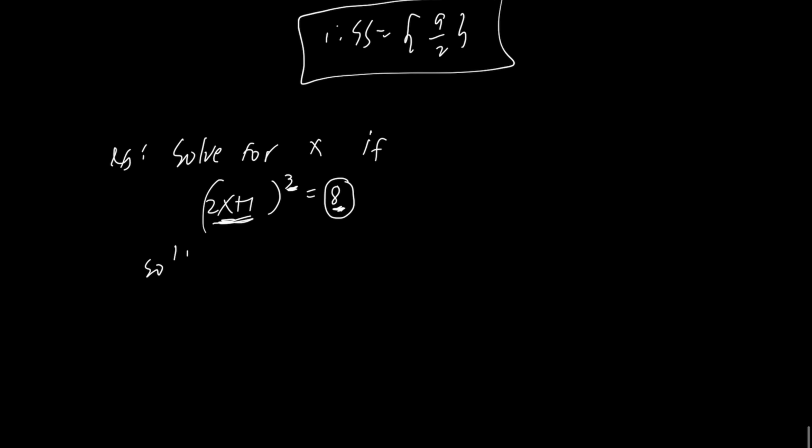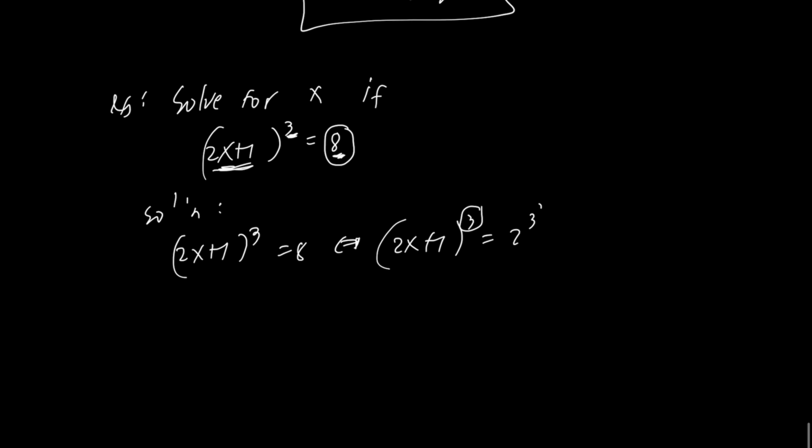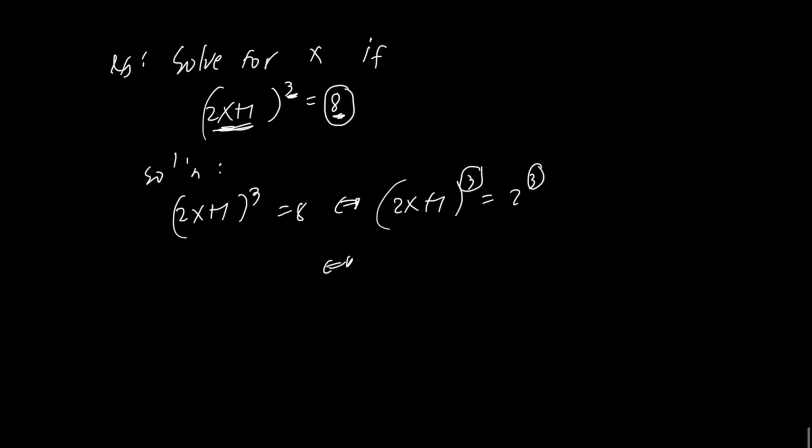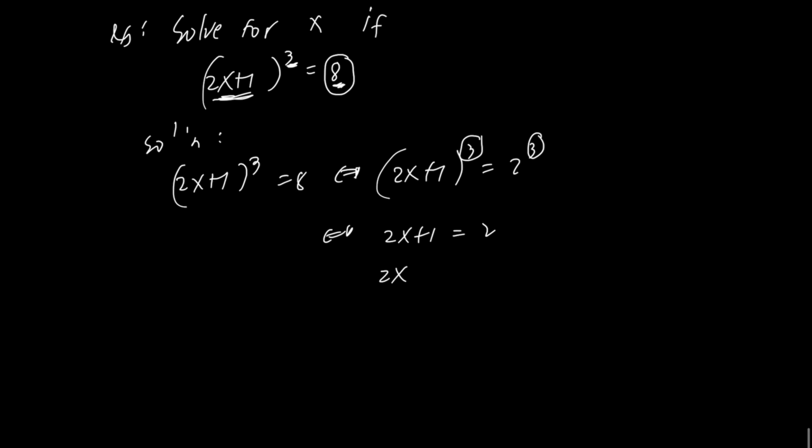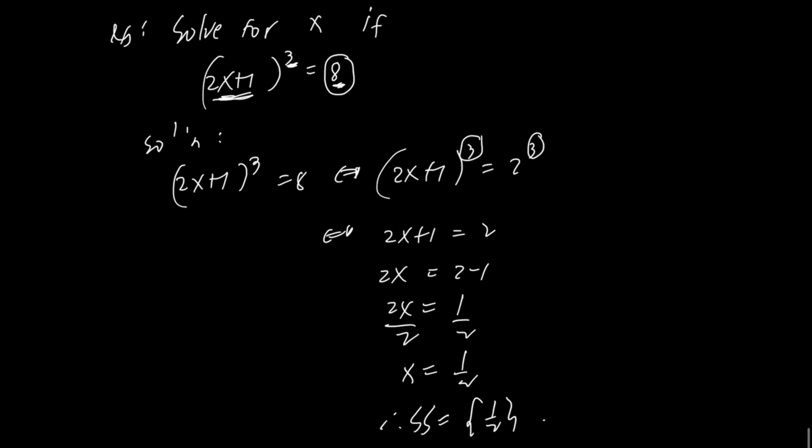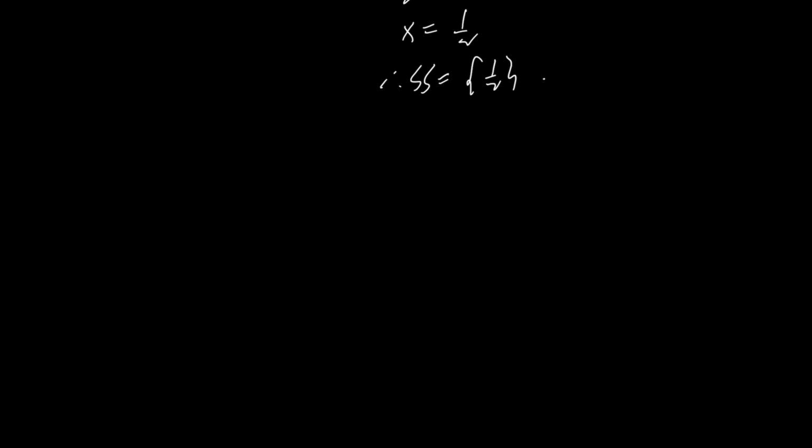So here we have solution. 2x plus 1 cubed equals 8 can be expressed as 2x plus 1 cubed equals 2 cubed. So they have now the same exponent, so therefore we can use the third property, which is 2x plus 1 equals 2. We have 2x is equal to 2 minus 1. 2x equals 1 divided by 2. x is equal to 1/2. And our solution set is 1/2. Let's have these practice problems.